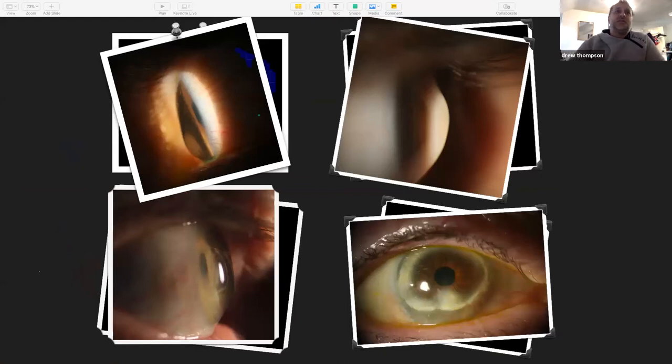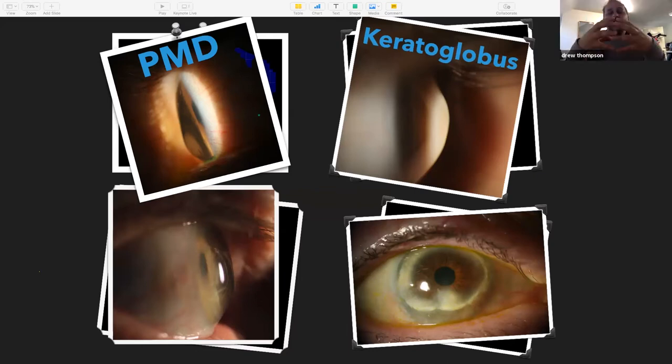So these are some of the corneas that I've fitted lenses to. These are some of the conditions that we've seen. So top left there, you've got PMD, pellucid marginal degeneration, and this is typically explained to be like a pregnant lady's belly. So you can see there at the bottom, you've got this bulging, which can be really quite difficult to fit a lens to. You've got keratoglobus as well, which is a very similar condition, but the cornea is much larger and bigger, and it thins out more uniformly, but can bulge over a much wider area.